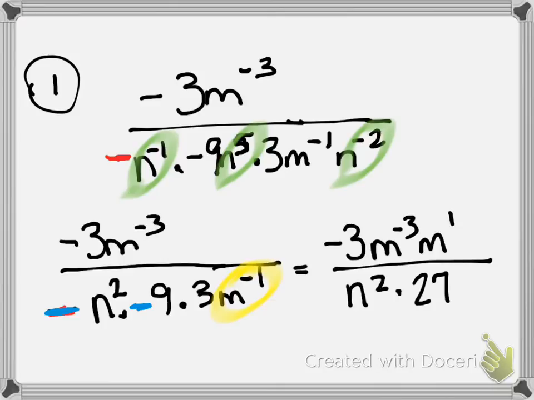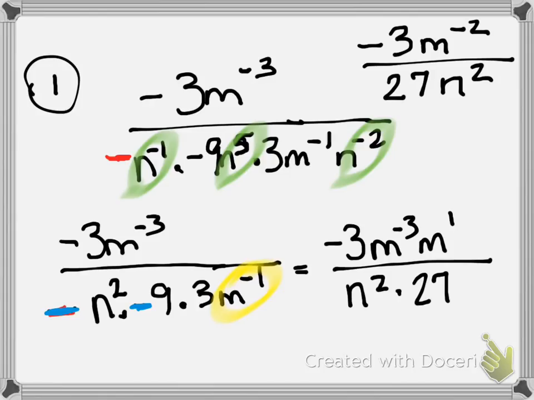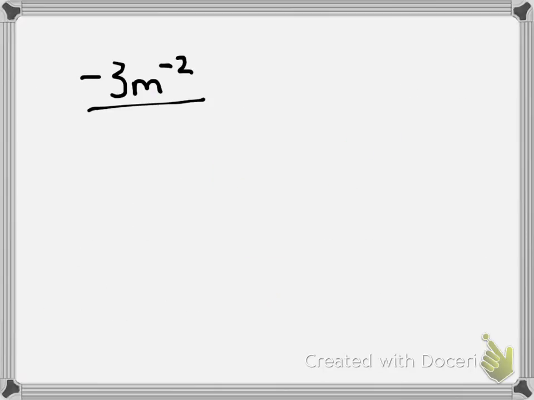Now let's look at the top. We have those two common factors, the m's. When you have the same base, you add the exponents. So negative 3 plus 1 is negative 2. So the top of that is going to turn into negative 3m to the negative 2, all over, and let's write the denominator correctly. Let's put our coefficient where it goes. N squared. Okay, so I'm going to take that to the next slide. Negative 3m to the negative 2 all over 27n squared.